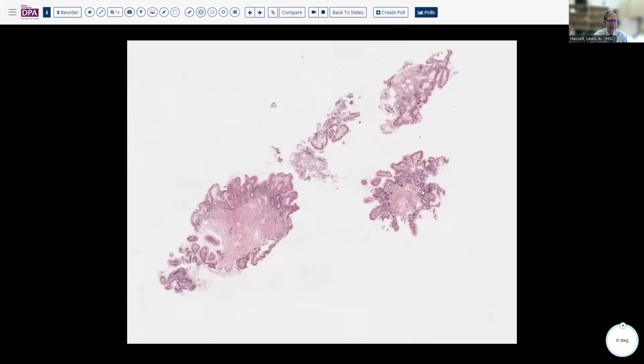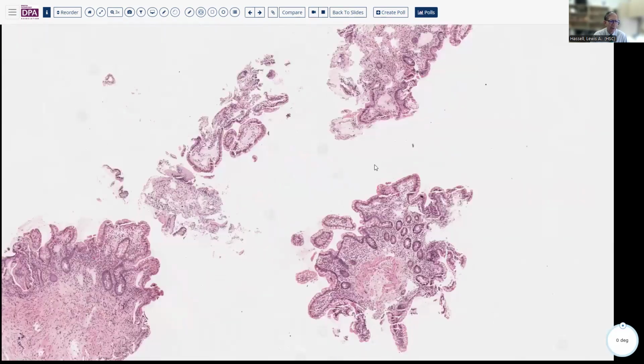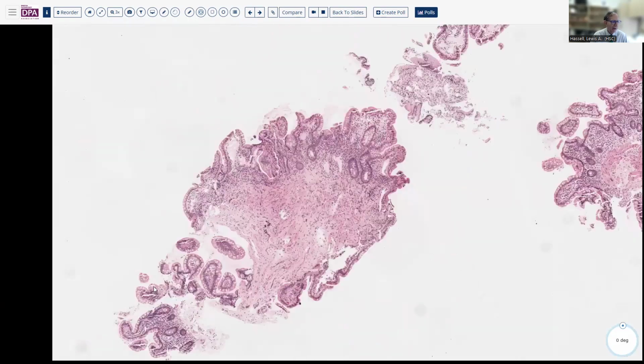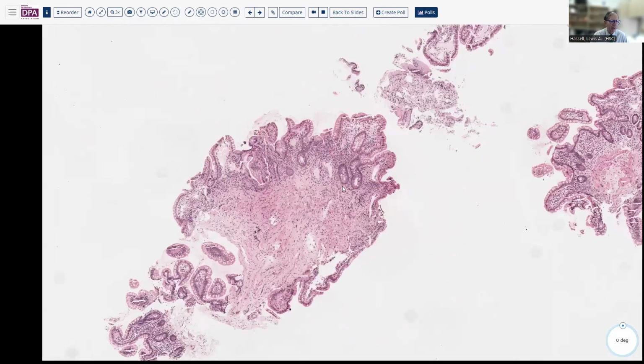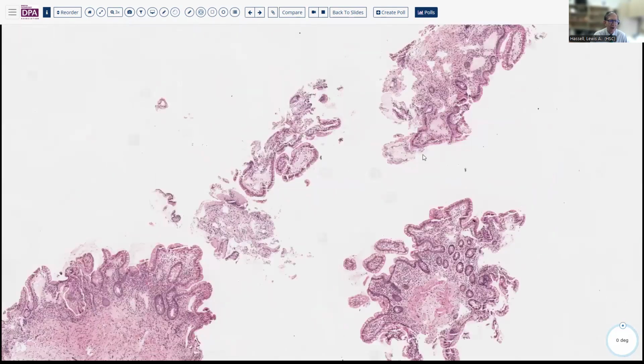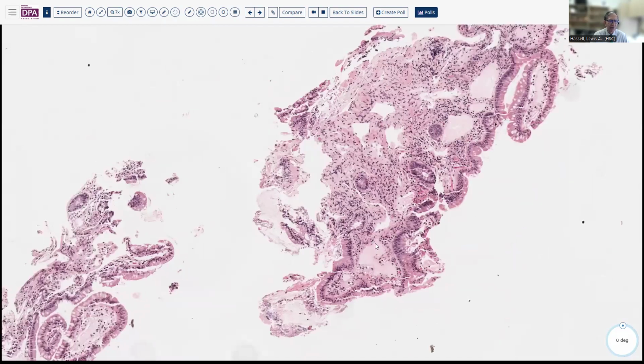So this patient underwent endoscopy following the CT findings, and the endoscopy showed here some small bowel mucosa, as you see, looks relatively unremarkable. We see villi, we see inflammatory cells, a little bit of sort of distorted muscularis.